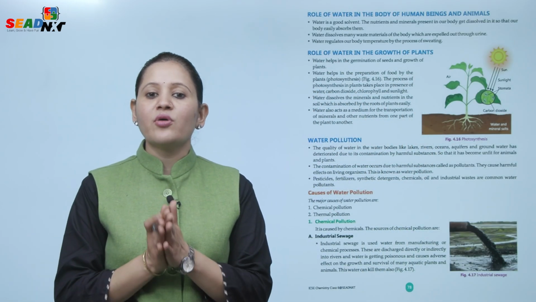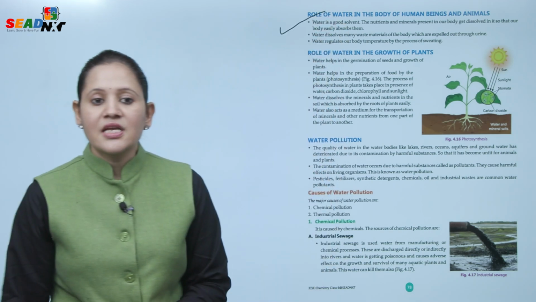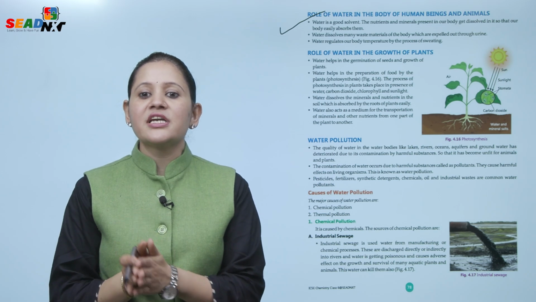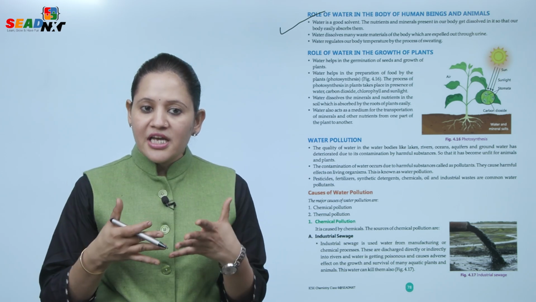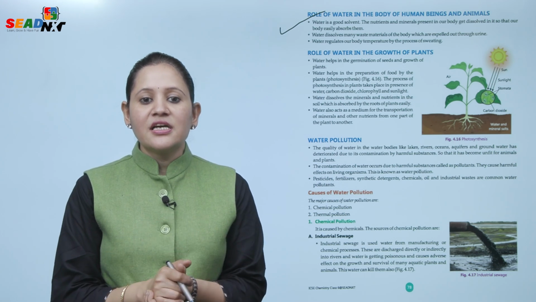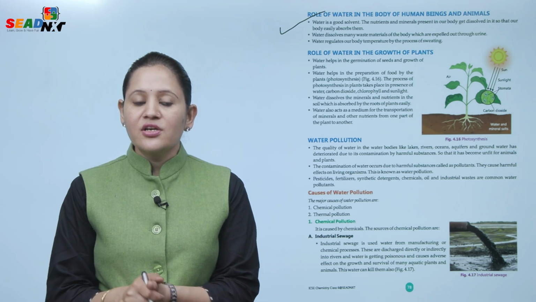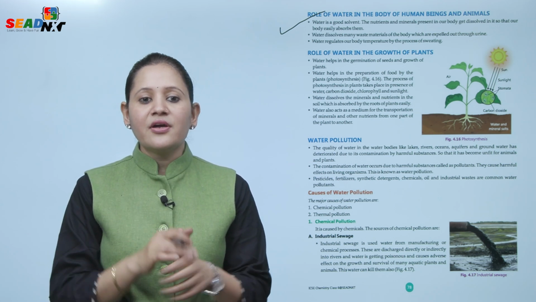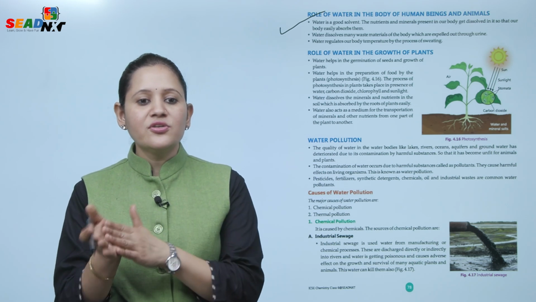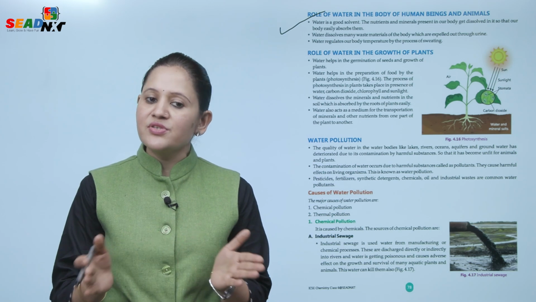Next, role of water in the body of human beings and animals. As we know, water is a good solvent. The nutrients and minerals present in our body get dissolved in it so that our body can absorb them. Water dissolves many waste materials of the body, which are expelled out through the urine. So water dissolves all the waste material, which is excreted from our body through the urine. Water regulates our body temperature by the process of sweating.